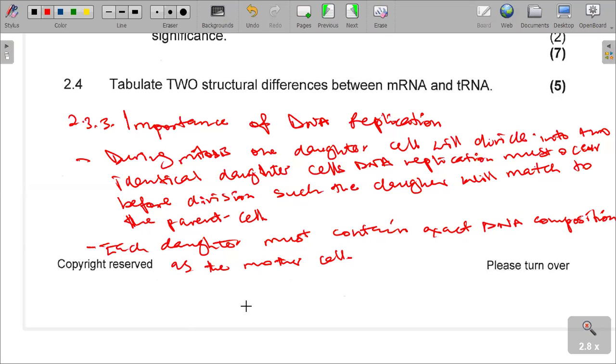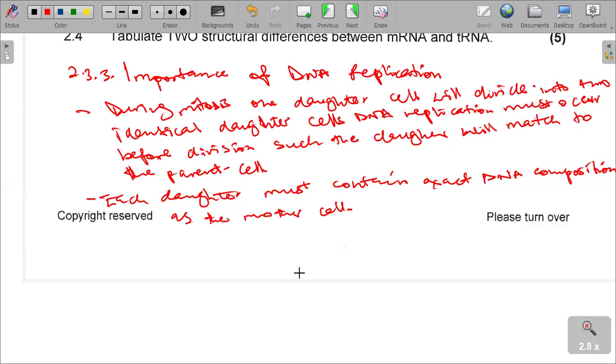So tabulate two structural differences between mRNA, messenger RNA, and tRNA, transfer RNA. The question wants us to tabulate, so it needs us to give a table that comparatively assesses mRNA and tRNA. We can draw a table with mRNA on one side and tRNA on the other side.